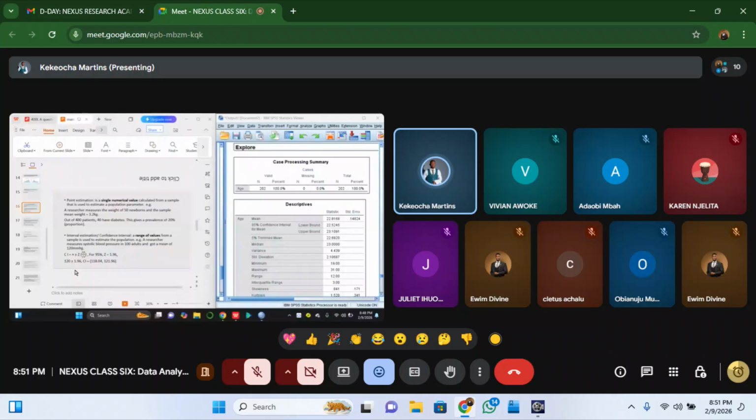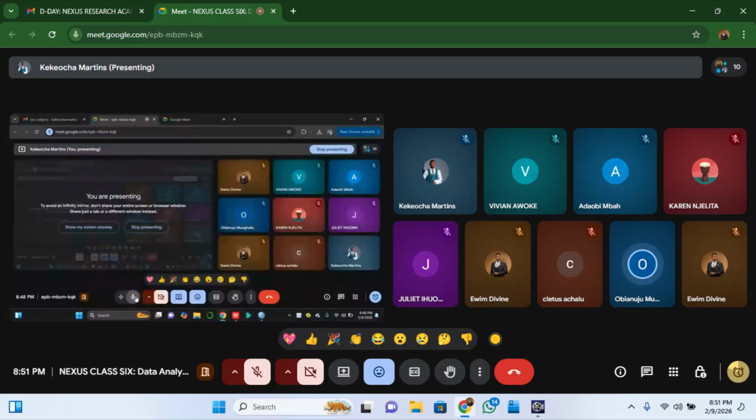So using these values in my SPSS output, and if you use this formula with 1.96, you get this upper limit and lower limit. You can try it yourself and see, probably when you get the video. I don't know if that explains your question. Yes, that explains it. Thank you.